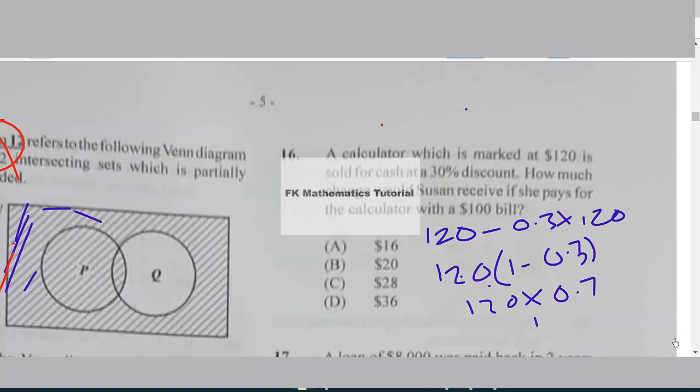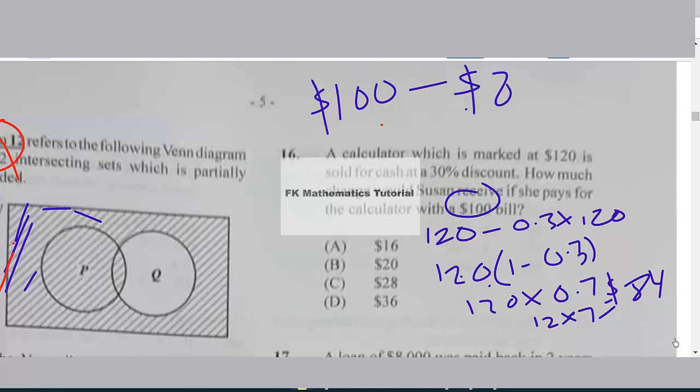It is the same as 12 times 7. 7 twos are 14. So 84. So this will be equal to $84. So that is the price after discount is applied. So if you give a $100 bill to the person, he will give you a change of 100 minus 84, and that will give you $16.